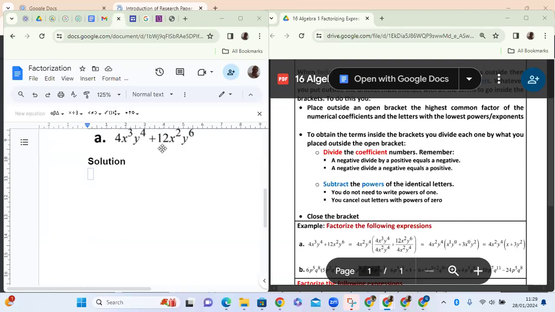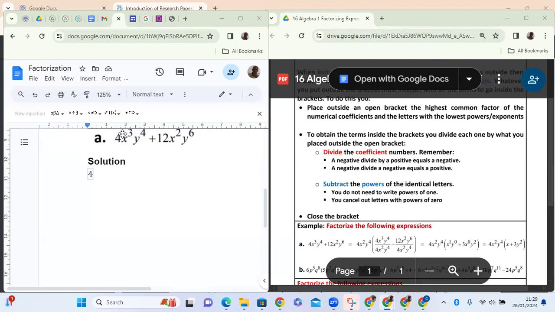4 and 12 are the coefficients. We have to get the highest common factor between 4 and 12. So we're supposed to know about highest common factor, a number that can go into both 4 and 12 without a remainder, the highest one. And obviously, this is 4. So we write down 4. Then we take a look at the letters.